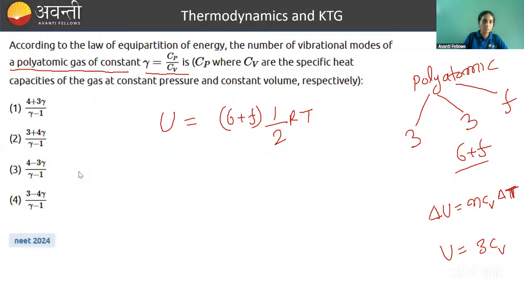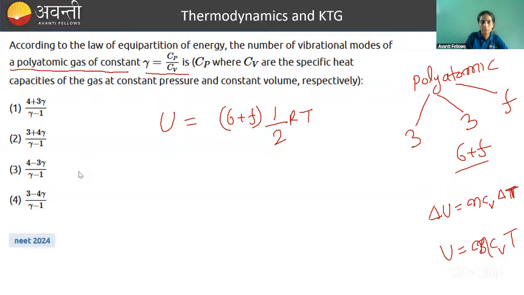I hope I have not made any mistake. It is nCv delta T, right? Yes. This should be this only. So this can be written as nCvT. If I don't talk about the change, then delta T will be T simply, nCvT. यहाँ पे अगर आप internal energy, हमने एक मोल लिया है, right? So n will become 1.